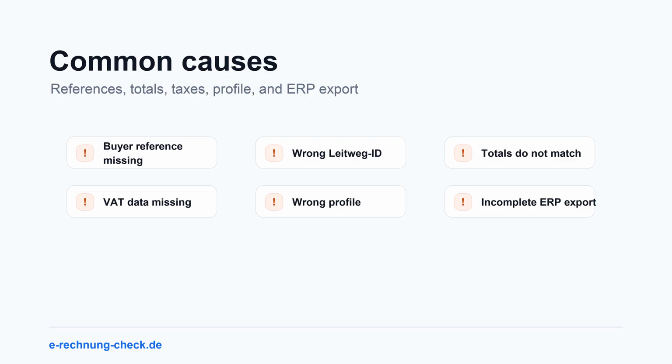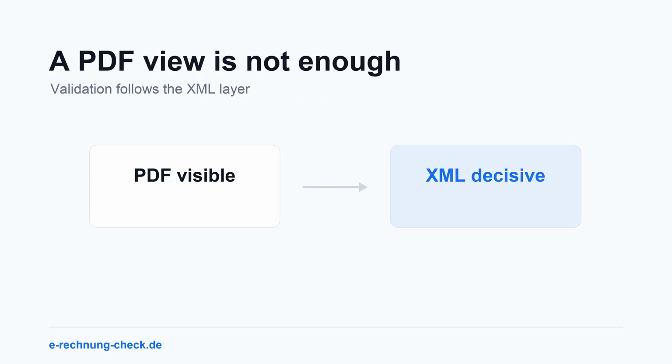Common causes include a missing buyer reference, a wrong Leitweg-ID, inconsistent totals, missing VAT information, the wrong profile, or an ERP export that does not write visible fields correctly into the XML data. The important point is this: a visible PDF view does not prove that the machine-readable invoice is complete. A field may appear in a PDF view and still be missing in the XML layer. For technical validation, the structured file is what matters.